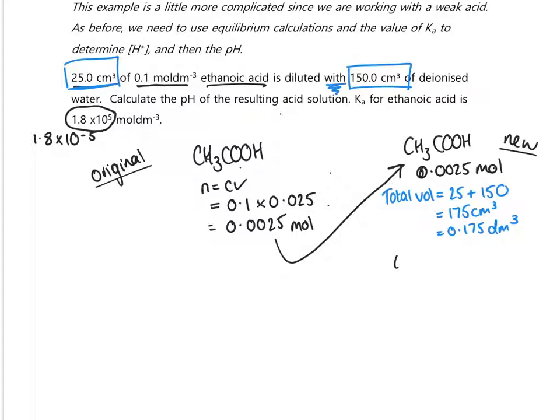So calculating my new concentration, I use concentration equals n over volume, which is 0.0025 moles over 0.175 decimeters cubed, which gives me a concentration of 0.014287 moles per decimeter cubed.